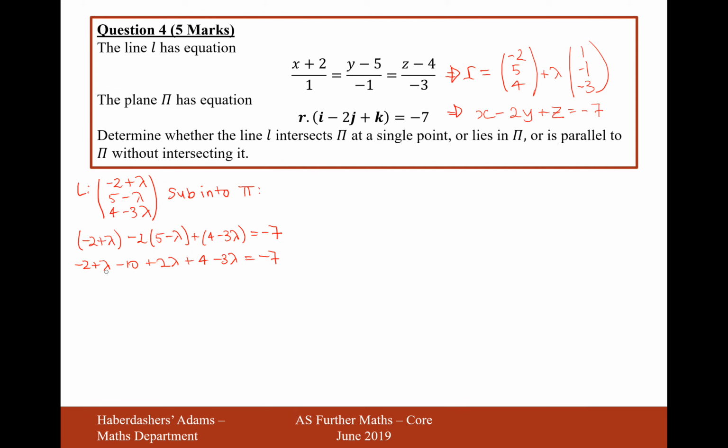So let's simplify it down now. Let's cancel out the lambda, 2 lambda and minus 3 lambda. Oh, so all of my lambdas have actually disappeared, and on the left hand side what I'll end up with is minus 2 add minus 10 is minus 12, plus 4, minus 12 plus 4 is minus 8 equals minus 7, which can't be solved.